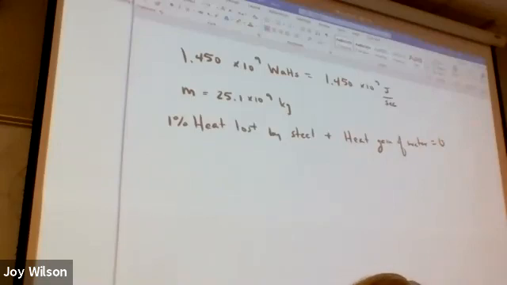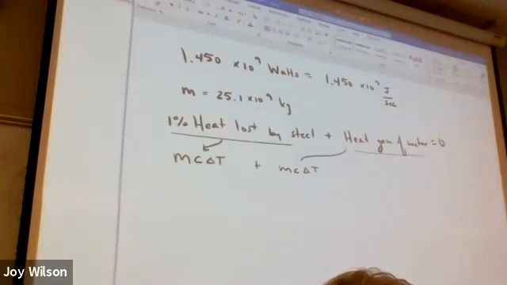And they asked me, what is the temperature change of the steel? So I've got heat lost by steel, and I've got heat gained by water. So this is going to be MC delta T plus MC delta T, where this is steel and this is water. And that's going to add up to 0.